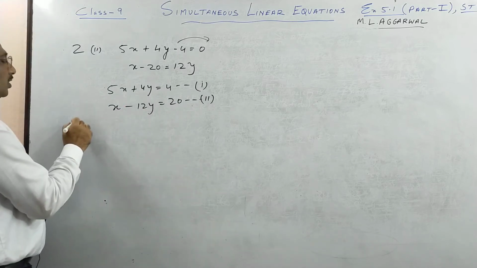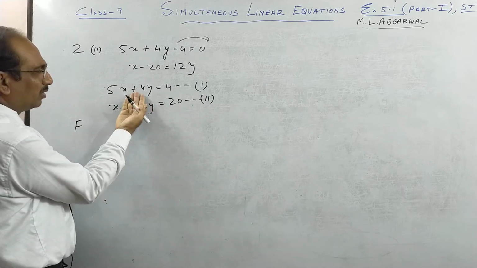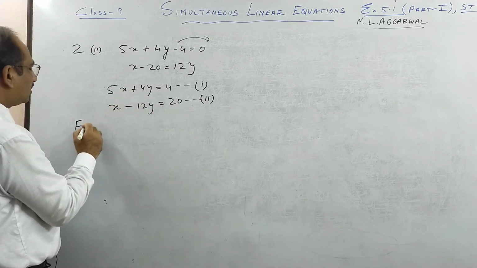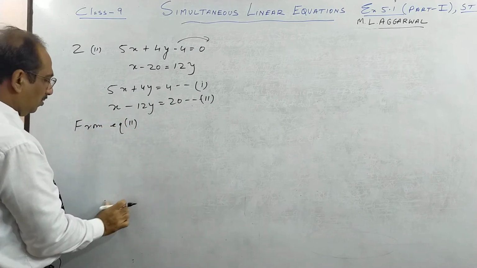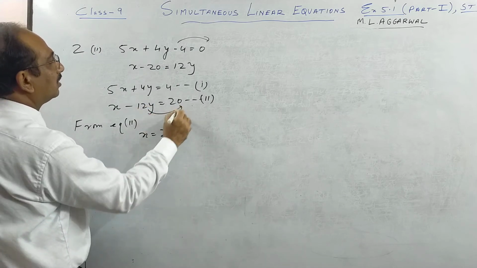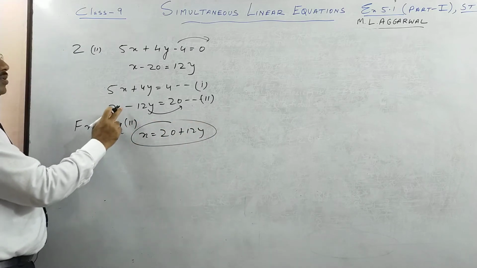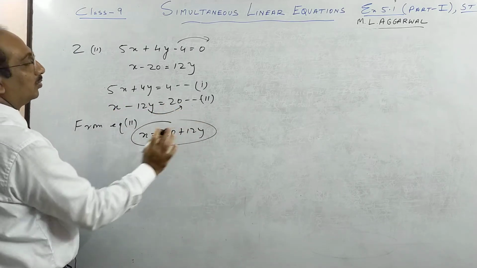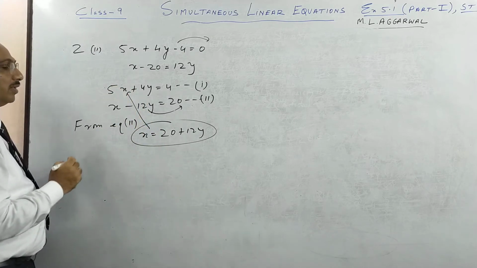So from equation 2, you see something minus here, no? Take it to that side, make it plus. I could have taken equation 1. So minus is there. So from equation 2, what do we get? You see x is equal to 20 plus 12y. So from equation 2, x is 20, 12y goes there. This I'll substitute here in equation 1.